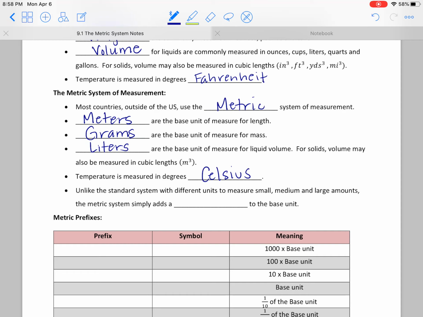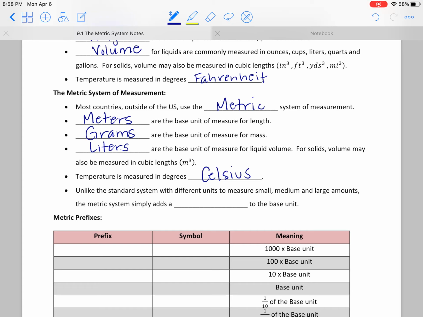And then the nice thing about our metric system is making conversions. Unlike the standard system where you have different measurements, like if it's a small amount or small length, we use inches. If it's a larger length, we might use feet, and a really larger length, we'd use miles. In the metric system, it's still going to be some form of meters.